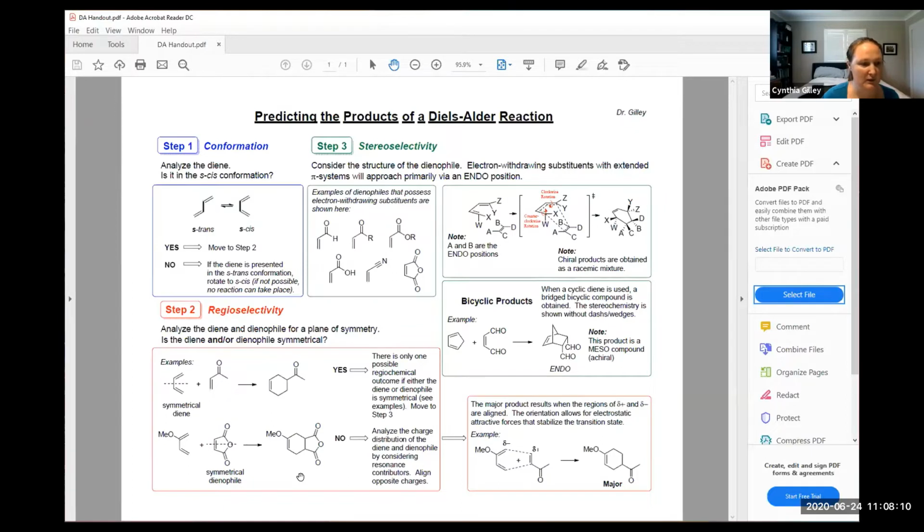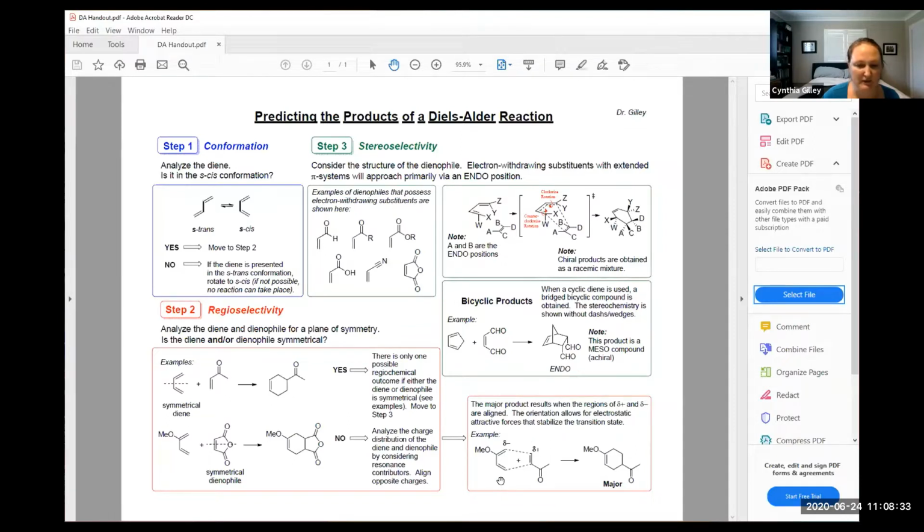There's only one, because if you flip one over, it's the same thing, essentially. You don't need to consider regiochemistry. That makes it easy if you find this plane of symmetry. But there's the case where you don't see one, in either the diene or the dienophile. And in that case, you need to consider regioselectivity.